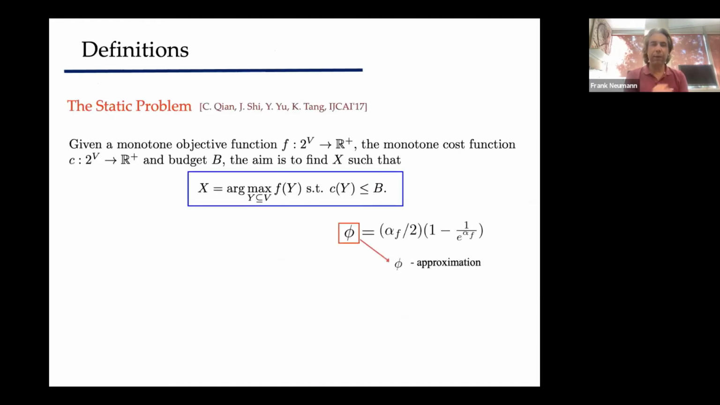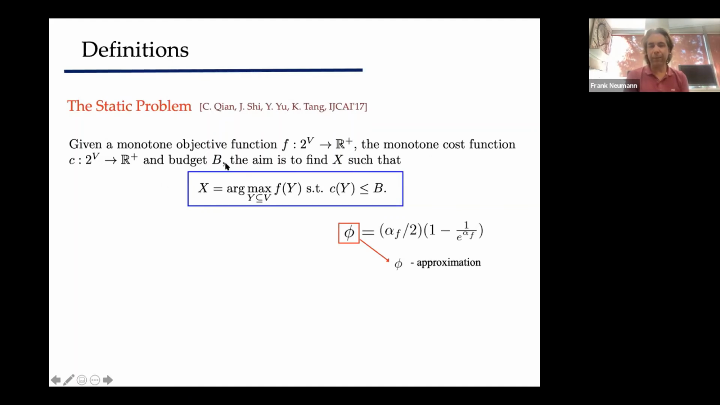So let's look into what has been there before. Xiaoyan with colleagues at GECCO 2017 looked into quite a general setting, and a simplification has been considered in terms of greedy algorithms. So what you do is you look into a monotone objective function. That's the only restriction on your objective function, and a monotone cost function. Okay, and you have a budget.